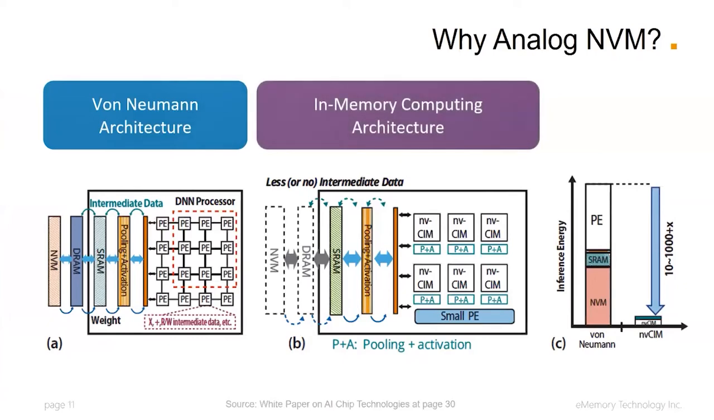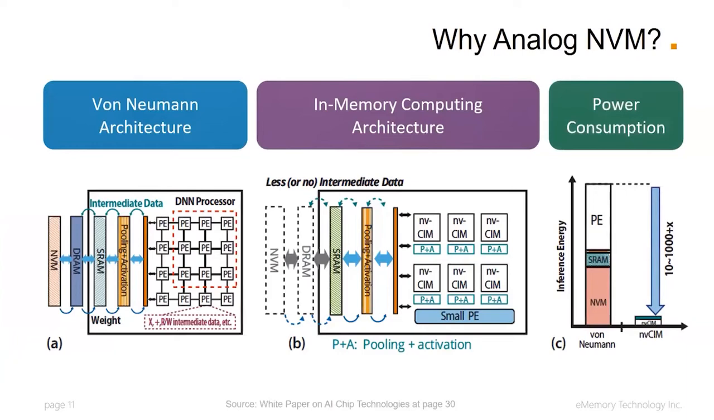This concept relies on analog multi-memory characteristics. It can simplify the original architecture to be more efficient and have low power consumption. To compare the power consumption between both, in-memory computing architecture provides 10 to 1,000 times more inference energy saving than the conventional one. That's why AI chip needs analog multi-memory, especially in edge computing.